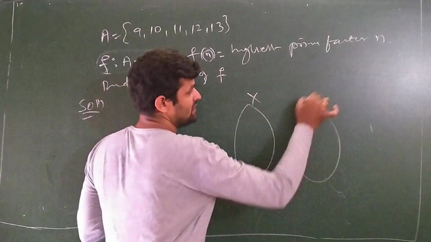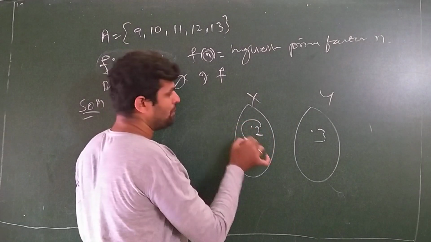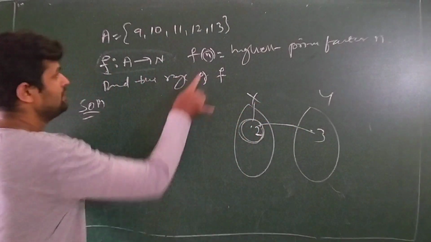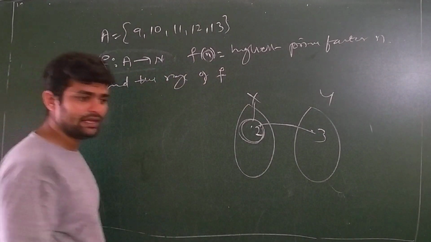There is an x, there is a y. If I take 2 here, f of 2 is this. That means 2 we have to choose from the first set. This n we have to choose from the first set. Is it okay? So clear idea?